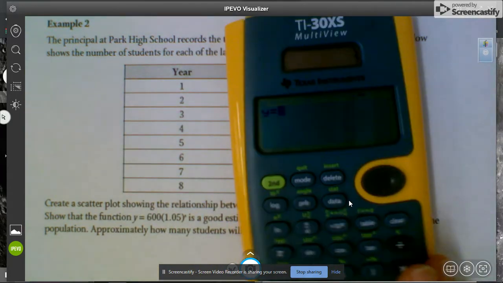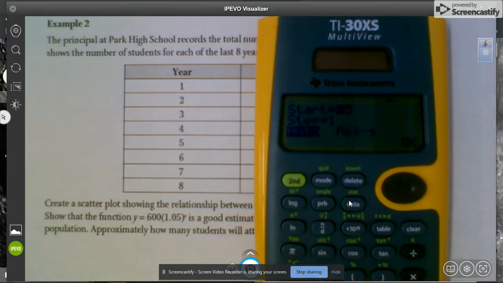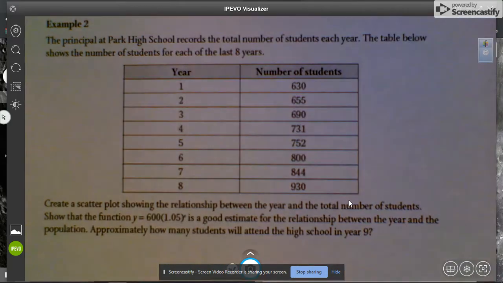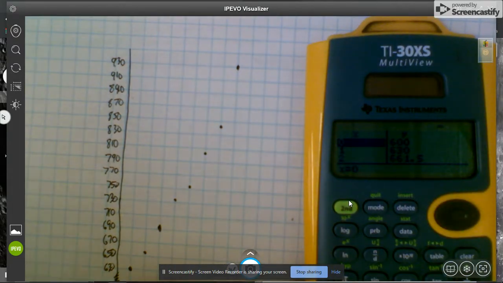So y equals, and that is going to be 600 parentheses 1.05 to the x power. Okay, hit enter, start at 0, and there we go. All right, so there's your table. Now, in order to compare this accurately, what I'm going to do is plot those points. Okay, so I'm going to have to use my graph here. So we have 0, 600, which we will skip that one. 1, 630, so that's exactly in the same spot.